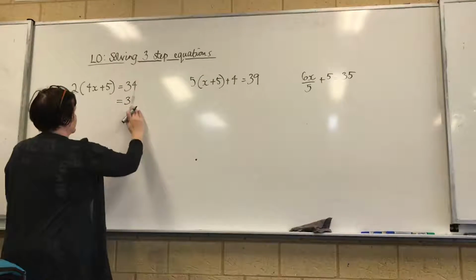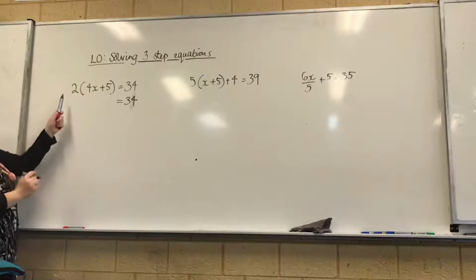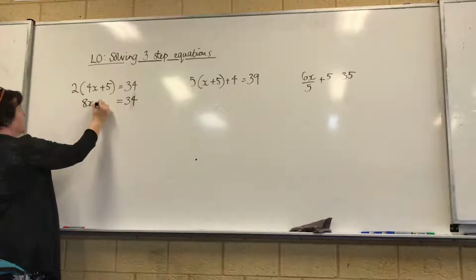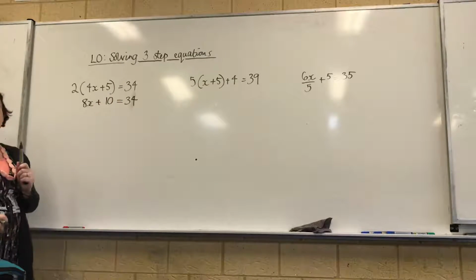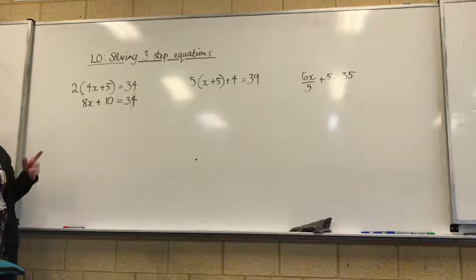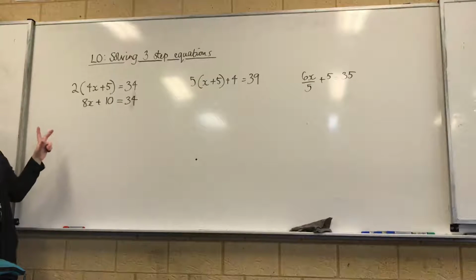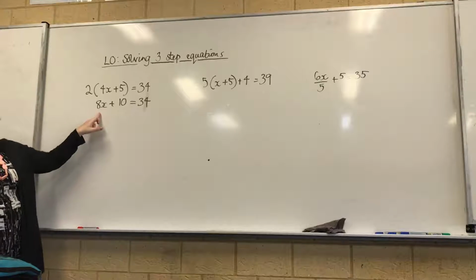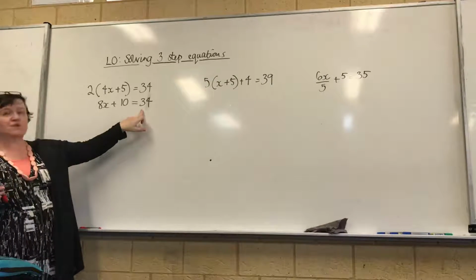Okay, so we're going to do this. 2 times 4x is 8x. 2 times 5 is 10. Okay? So now we're left with 8x plus 10 equals 34.